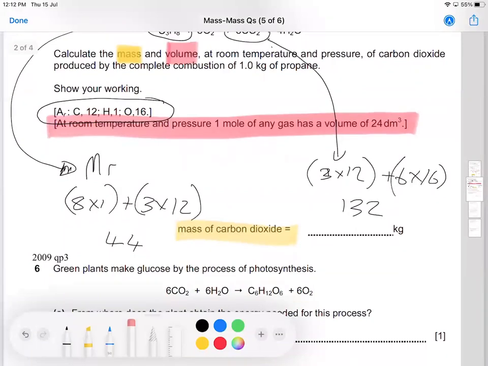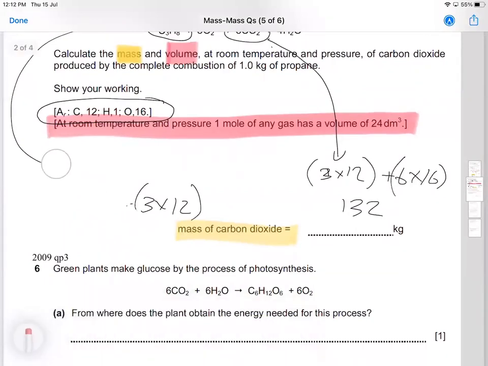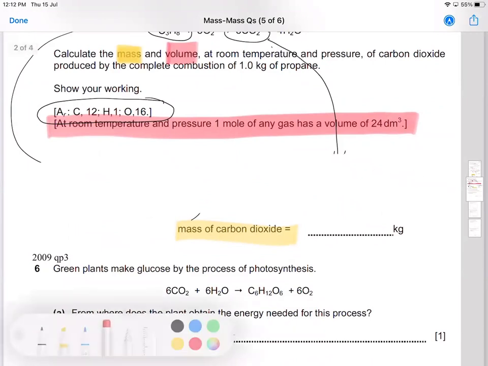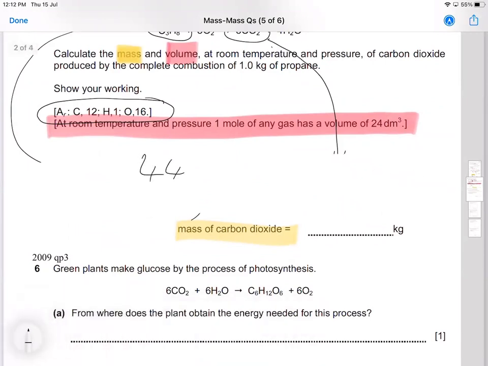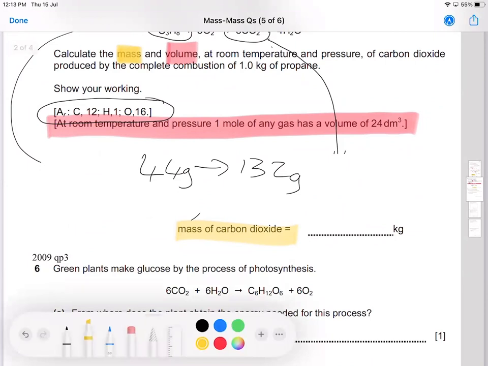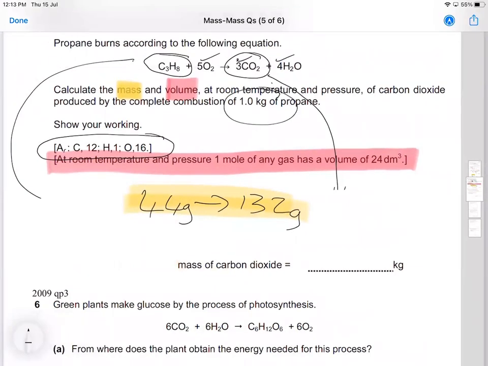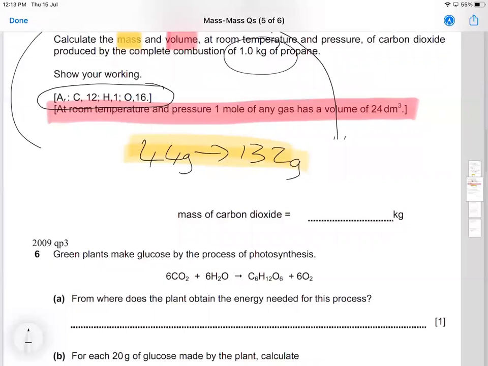Then you can write your... Sorry, I'm going to erase a little bit here just to clean up the page. So take away that. And we can say that the ratio then is 44 makes 132. So 44 grams of propane will make 132 grams of carbon dioxide. That's your basic ratio, your initial ratio. And then you just read the question and see what is the starting amount that they talk about. They talk about here 1 kilogram of propane. So this here becomes 1 and that here becomes, let's call that in inverted commas, X.